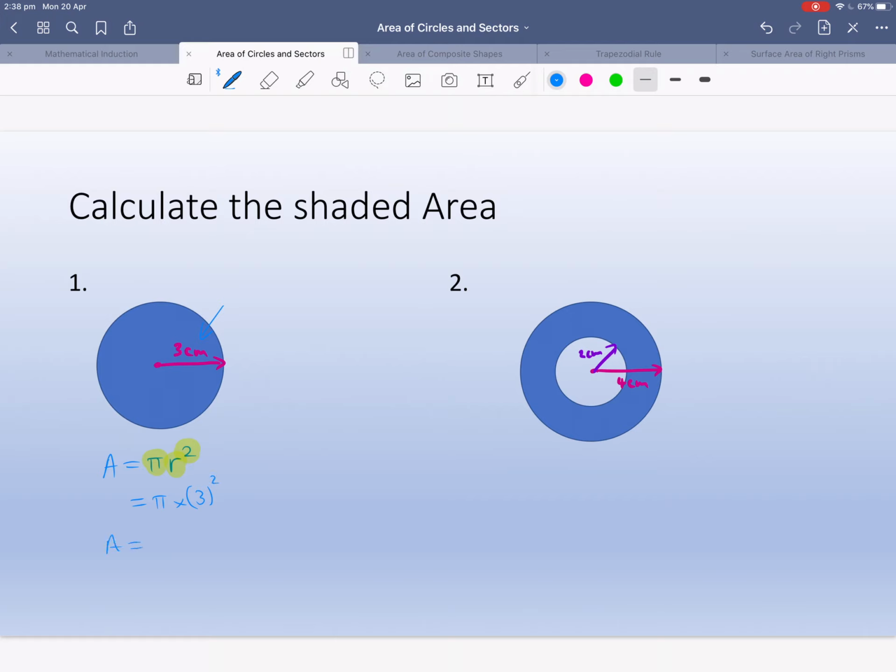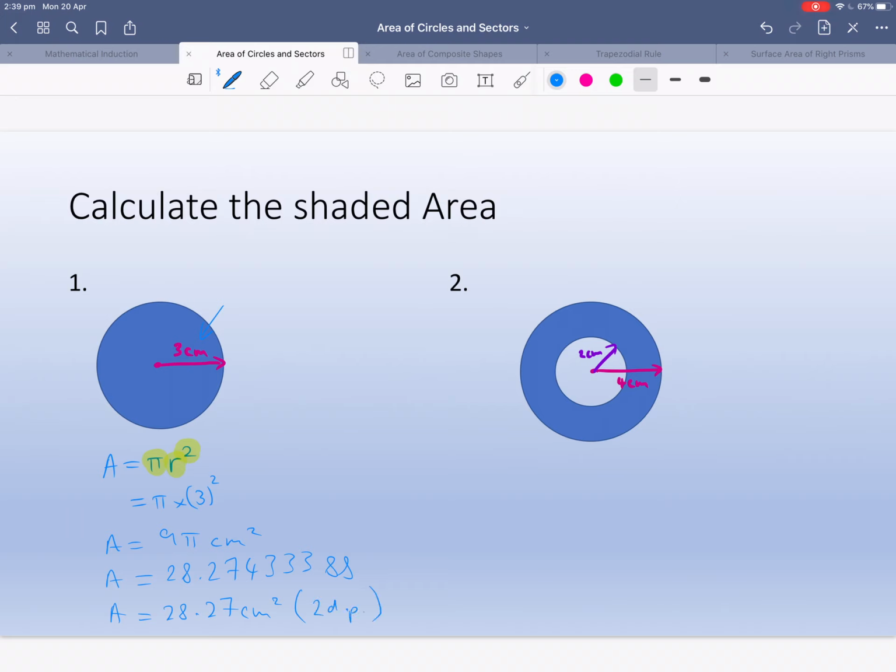So the area will be 9 pi centimeters squared, but we're probably going to have to do it to an approximation. So put 9 times pi in your calculator. It's going to be 28.2743338. I'll make it to 2 decimal places: 28.27, and it'll be centimeters squared, and that's to 2 decimal places.